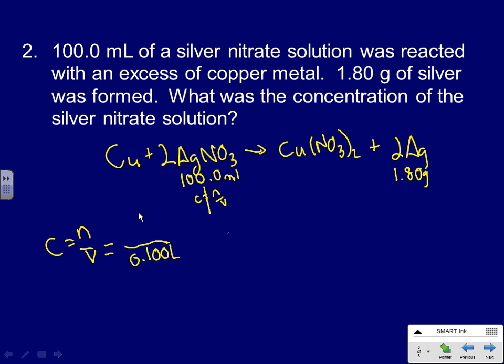Right underneath what? Right underneath my little C equals N over V? That's exactly correct. That is moles of silver nitrate. So what we now need to do is mathematically, let me just put it in here. This is our moles of silver nitrate. This is actually the N that we need.